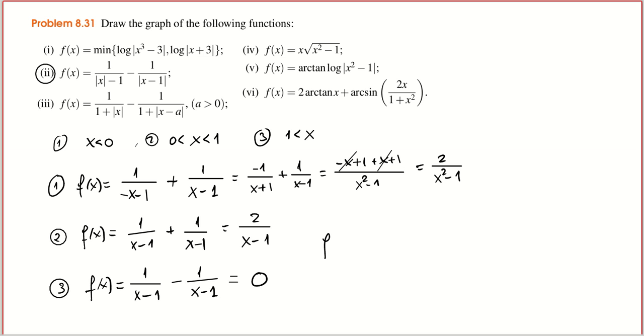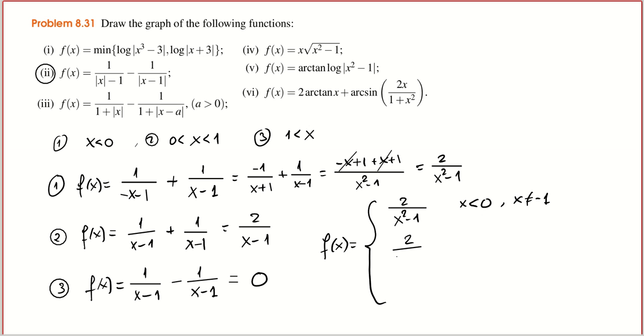So we have a function f to represent, which is defined in three pieces. First piece is 2 over x squared minus 1, which is valid when x is negative. And of course, x cannot be negative 1, because at negative 1, the denominator is not defined, right? It's also not defined at 1, but 1 is outside this region, so we don't care about that.